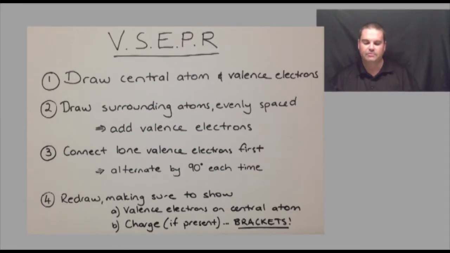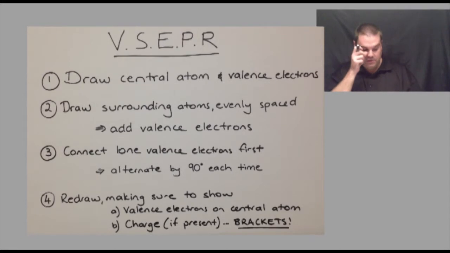Then connect your lone valence electrons first, alternating by 90 degrees each time, and then redraw it, getting rid of all valence electrons except for those around the central atom that are important, right, because they determine a couple of the shapes. And if it's got a charge, you need to put your brackets in and show the charge as well, so I'll show you that.